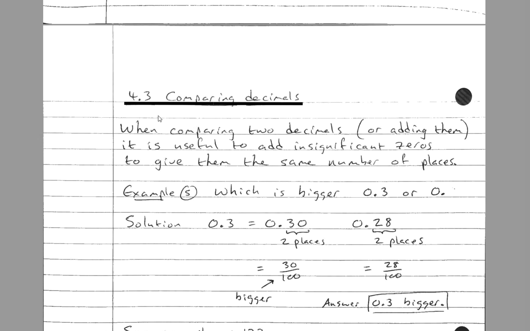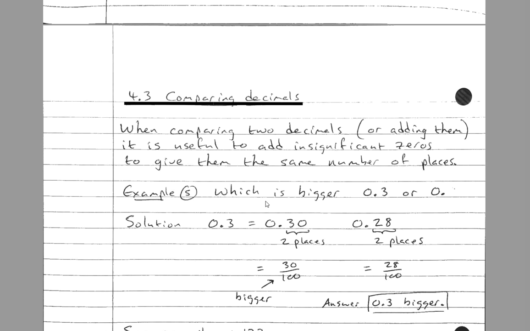And here's a nice application of those zeros. When you're comparing two decimals, or we'll see next time when we're adding them, it's useful to add insignificant zeros to give them the same number of places. Then you can line things up nicely.